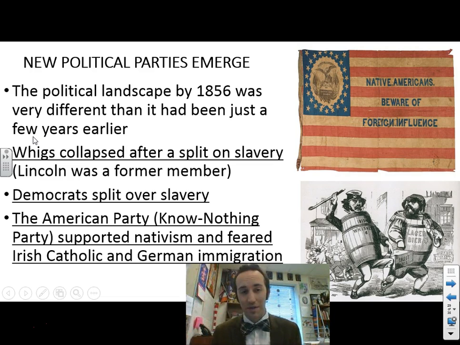Lincoln used to be a Whig. But after that, he was kind of without a party for a bit. The Democrats also started to see the same thing. The Democrats also started to split over slavery again between the North and the South.